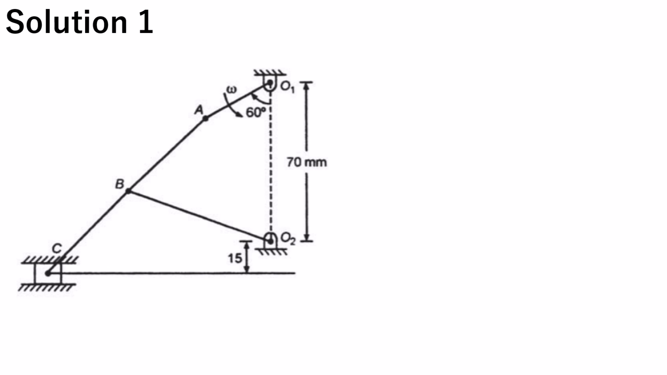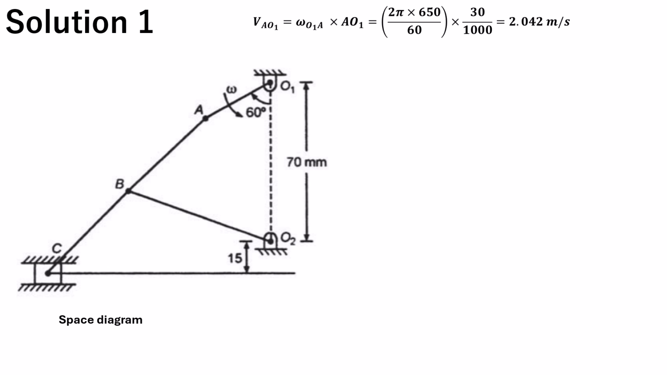To solve this, we start by drawing a space diagram as shown to represent the mechanism's geometry. Next thing we do is determine the velocity of point A with respect to the fixed point O1, and we do that by calculating as shown, where we multiply the angular velocity, converted from the revolutions per minute given, with the length of the link AO1, and we get a value of 2.042 meters per second.